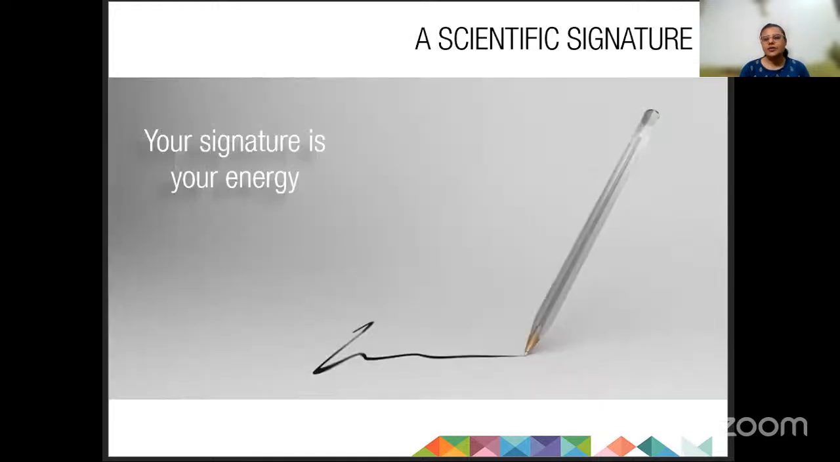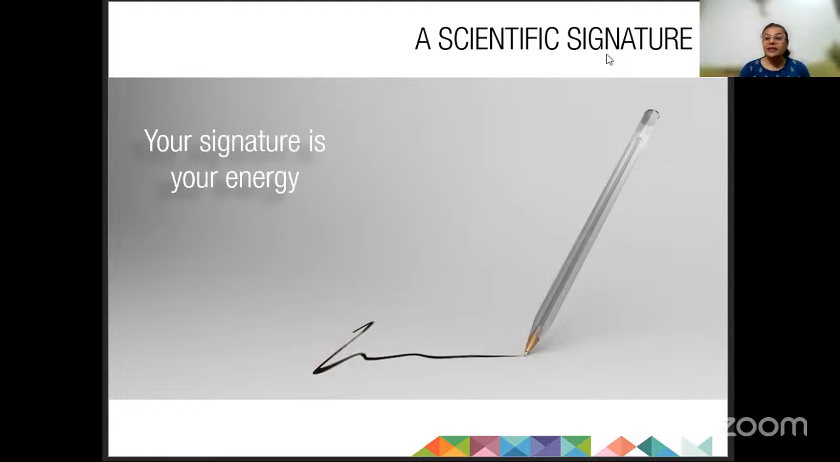One more slide I'm sharing on this screen. You can see a signature. This is called a scientific signature. Your signature is your energy. If I talk about the research which has been made, 90% of people's signatures are not scientific at all. So you can understand how your energy would be working if your signature is not correct.